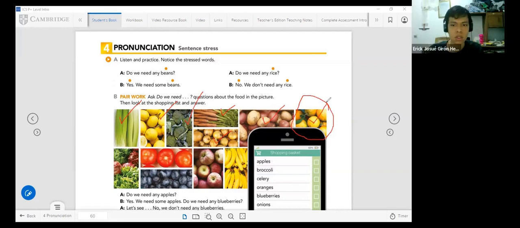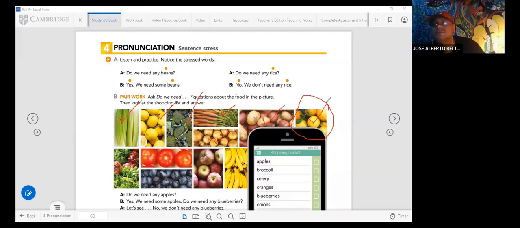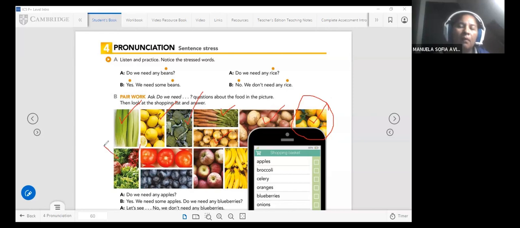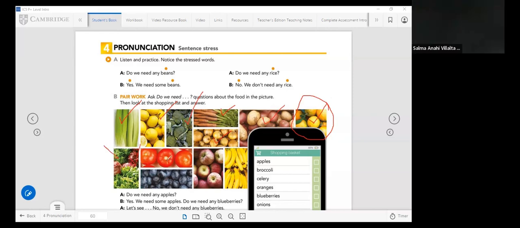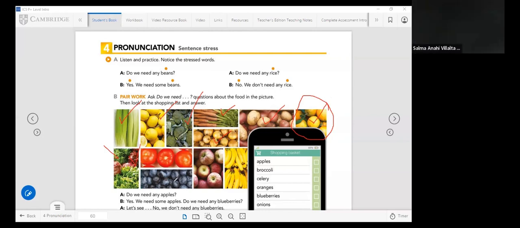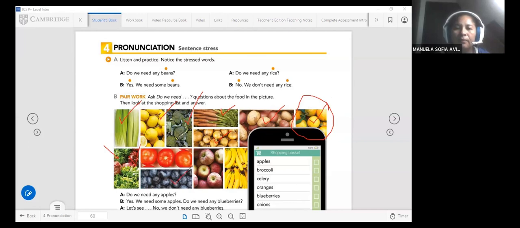Can you see what kind of food is here? Lemon or orange, exactly, oranges. Very good. What about this? What is this? Lettuce, right? This red color, like a circle, similar to an apple, but it's a vegetable. Tomatoes, right? What are these? Are they fruits or vegetables?